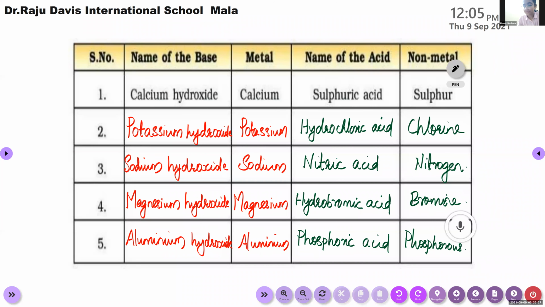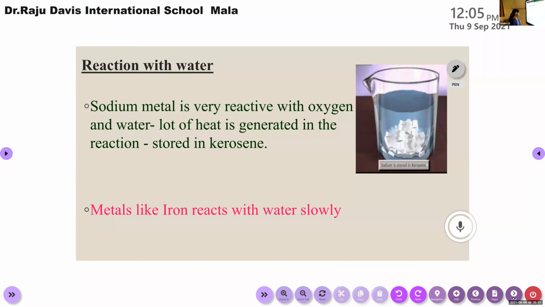Okay, then we are moving to the next type of reaction. That's the reaction of metals and non-metals with water. Did you watch the video of sodium in water in the last class? You can see that sodium reacts very violently with water, right? Among these different metals, sodium metal is very reactive with oxygen and water.